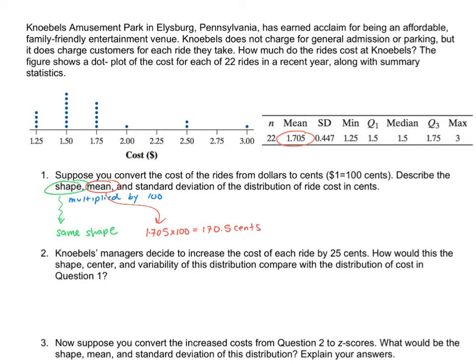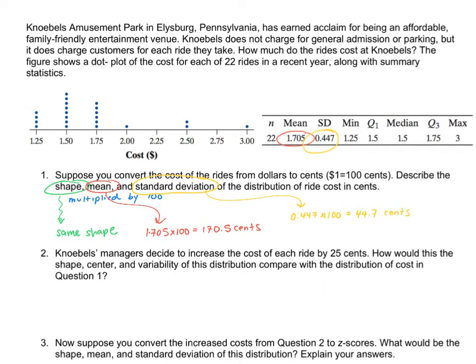And then lastly, we have the standard deviation. Now the standard deviation is also affected by this scaling up. It's also going to be multiplied by 100. So the standard deviation was $0.447, but we multiply by 100 and we get that in cents. And this kind of makes more sense now that we have some context about how the standard deviation is going to multiply. The mean will multiply, but the shape of the distribution will stay the same.